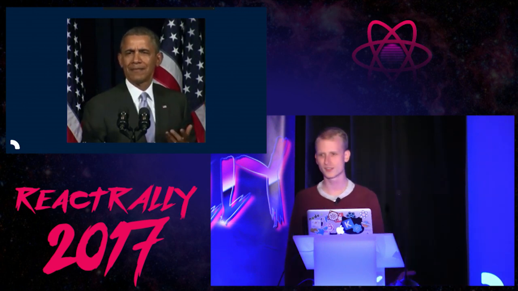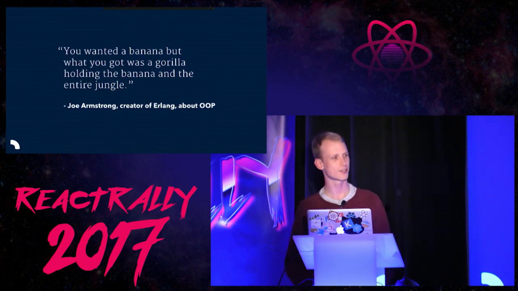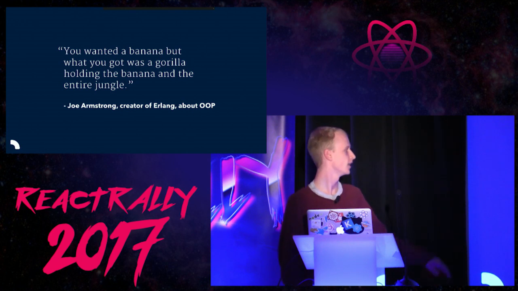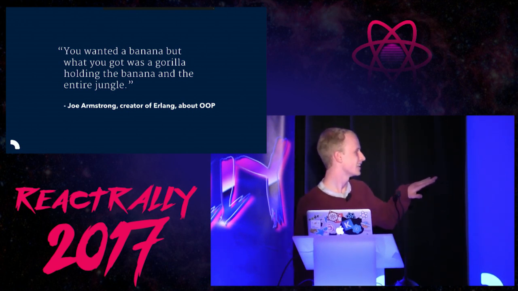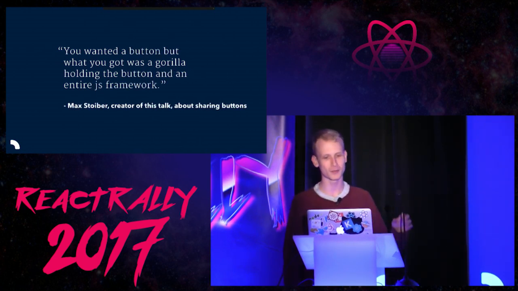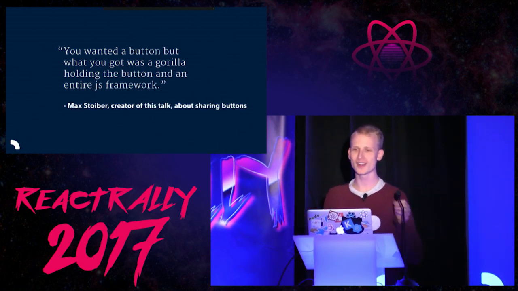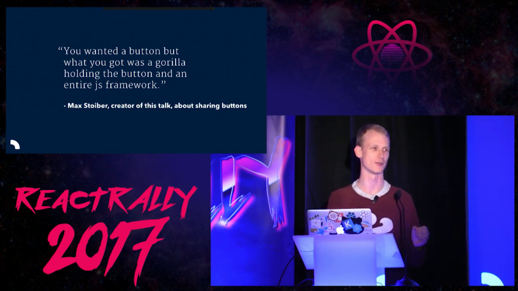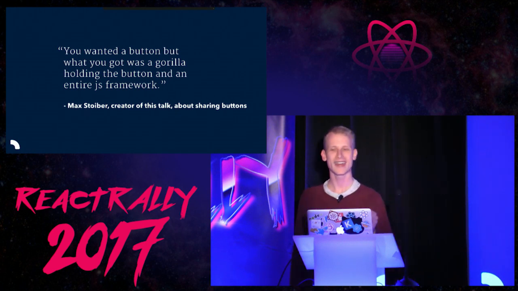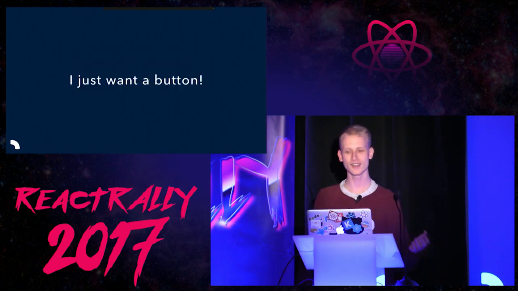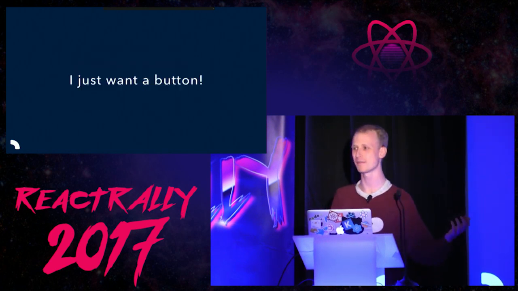It's pretty stupid, honestly. There's a great quote by Joe Armstrong that you might have heard of, which is, you wanted a banana, but what you got was a gorilla holding the banana and an entire jungle. Now, he was talking about object-oriented programming. Rephrased slightly, it fits very well to social media sharing buttons. You wanted a button, but what you got was a gorilla holding the button and an entire JavaScript framework. That is what social media sharing buttons feel like. It's super annoying. I just want a button. How hard can that be?